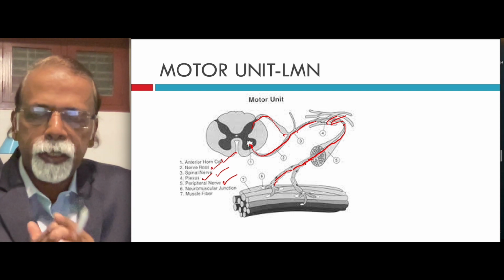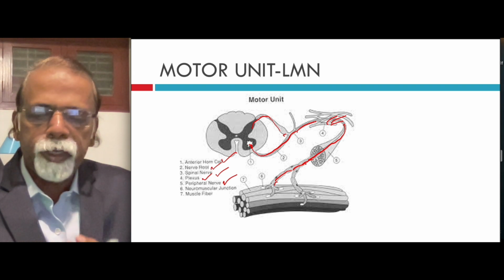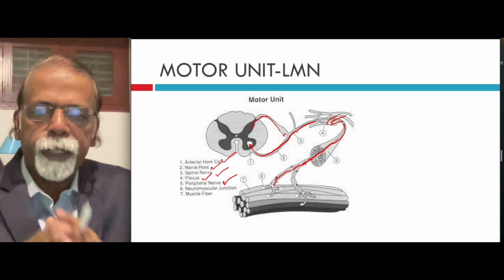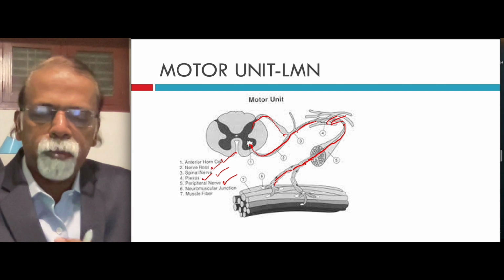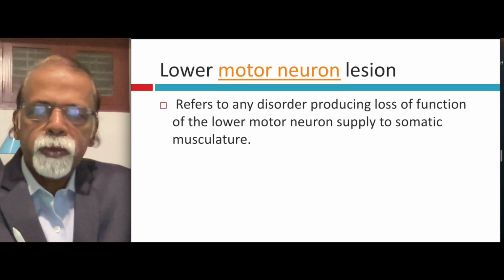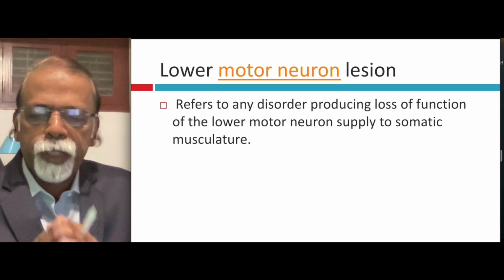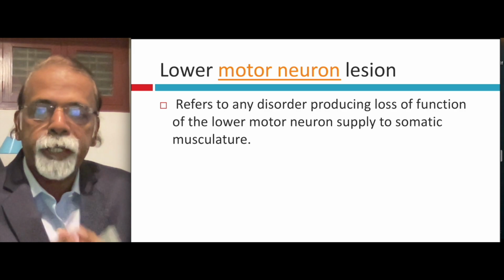Disorders of this lead to dysfunction of the motor unit, and the findings are similar to those of a lower motor neuron lesion. So let us think once again, what is meant by lower motor neuron lesion? This refers to any disorder producing loss of function of the lower motor neuron supply to the somatic muscle.